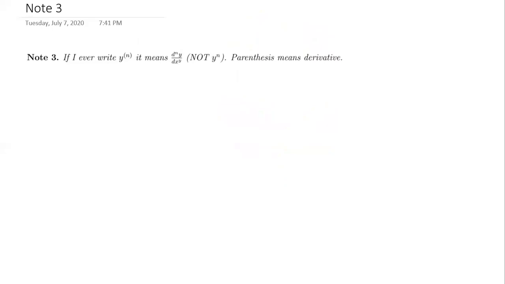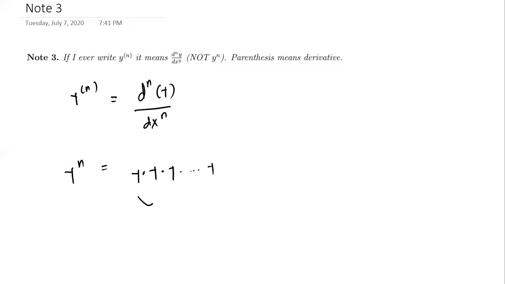Now, since I mentioned that we're going to be talking about powers of functions as well as derivatives and higher order derivatives, then I need to introduce some notation. So basically, when I write something like this, y with n in parentheses, this means the nth derivative. If I write y to the n, this means y multiplied by itself n times.